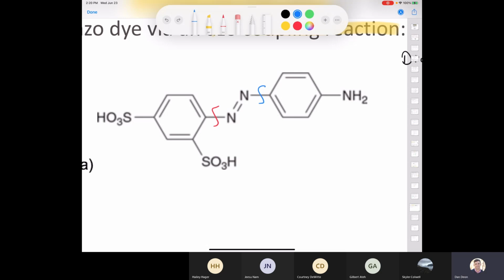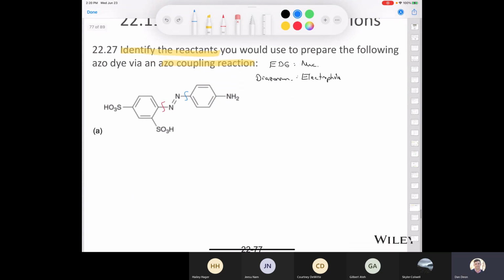Because aniline by itself has a strongly electron donating group on it. So this is my electron donating group, and therefore my nucleophile is just going to be aniline. So here's aniline. And then the portion that's going to have my diazonium ion has two sulfonic acids, and sulfonic acids are electron withdrawing, right? So that's going to make an even more powerful electrophile. So we'll put here electron withdrawing groups as well. That's going to look like this. I'm going to have my diazonium ion here, and then one sulfonic acid here and another one over here.